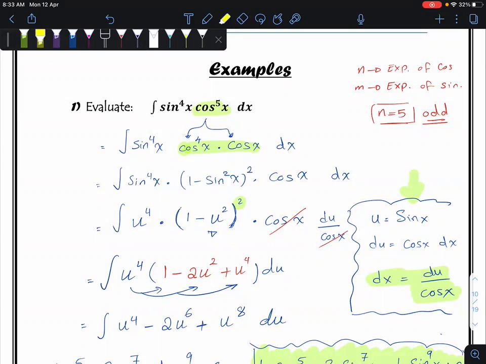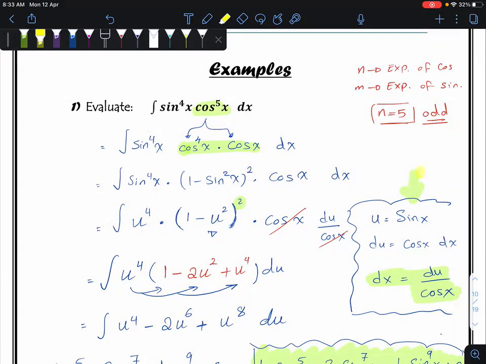The exponent of cosine is odd here and the other is even, so we can split off one cosine from the product of cosines. Cosine to the power of 4 is 1 minus sine squared x, all to the power of 2. Why? Because cosine squared is 1 minus sine squared, all squared.